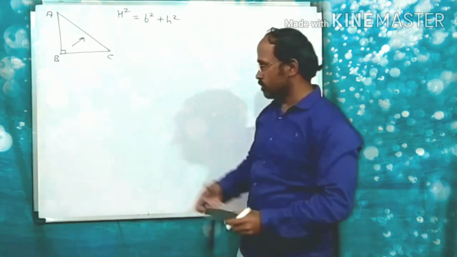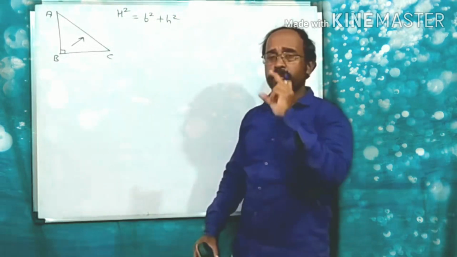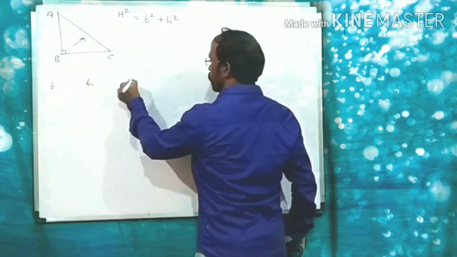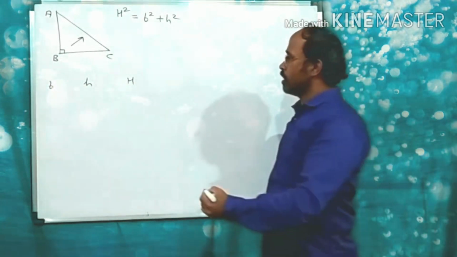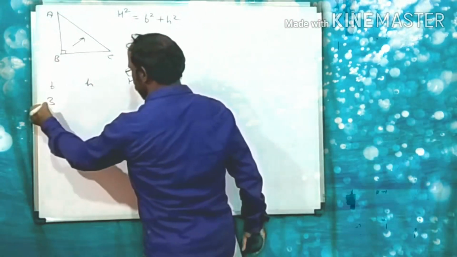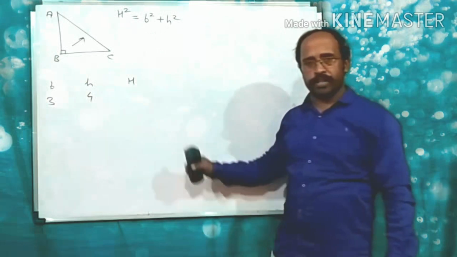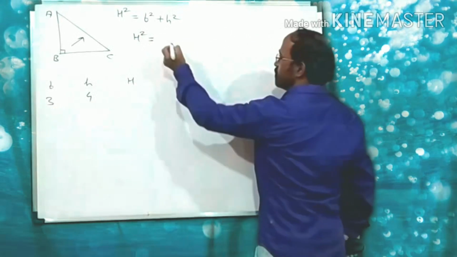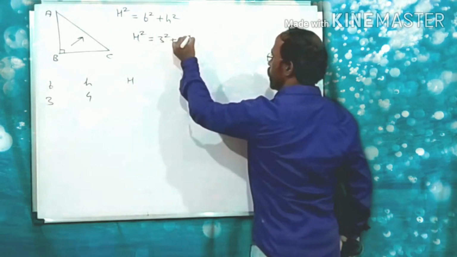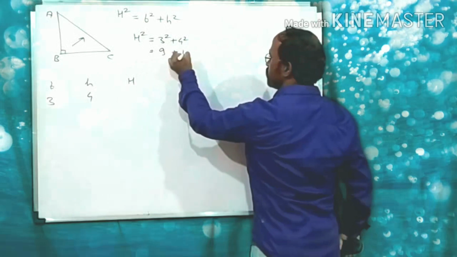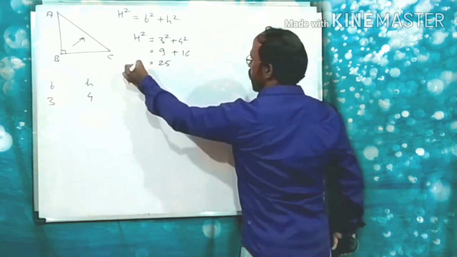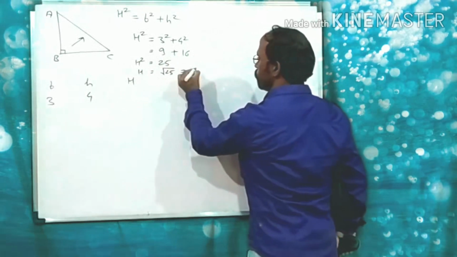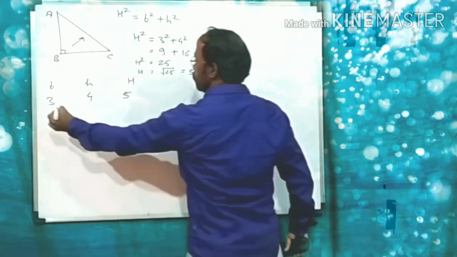Okay students, now suppose I'll make a small table and we will fill the values in that table. Suppose base is given, height is given, and we have to find the hypotenuse. Suppose base is 3, height is 4. Then what will be the hypotenuse? Hypotenuse square is equal to base square plus height square, means 3 square plus 4 square, which is equal to 9 plus 16 equals 25. Hypotenuse square is equal to 25. Hypotenuse is equal to root 25, which is equal to 5. So hypotenuse will be equal to 5.